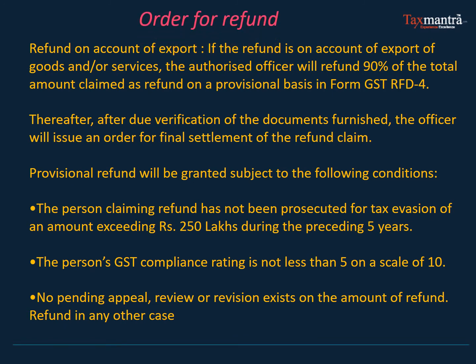What is the order of refund? First, refund on account of export. If the refund is on account of export of goods or services, the authorized officer will refund 90% of the total amount claimed as refund on a provisional basis in form GST RFD-4. Thereafter, a due verification will happen, and the officer will issue an order for the final settlement of refund.